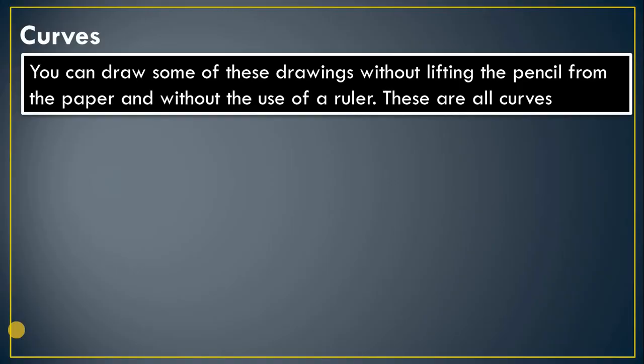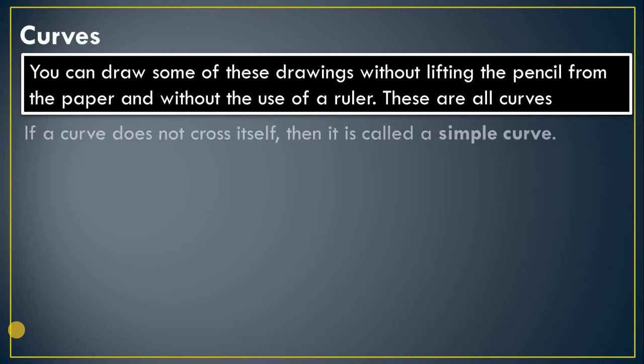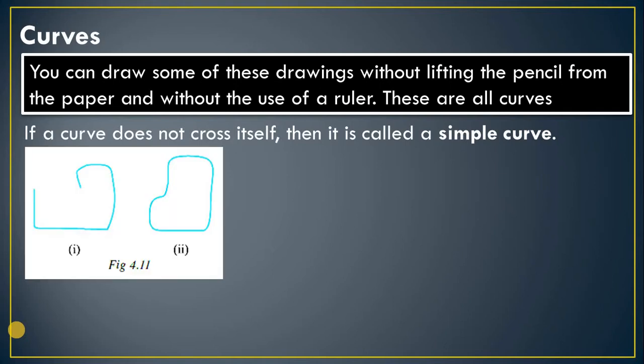So what exactly is a curve? Here it is given in the presentation. You can draw some drawings without lifting the pencil from the paper and without the use of a ruler also. These are examples of curves. If the curve doesn't cross itself, then it is called a simple curve. For example, you can observe in this diagram, the first example is a curve. Second also is an example of a curve. They are not crossing themselves.